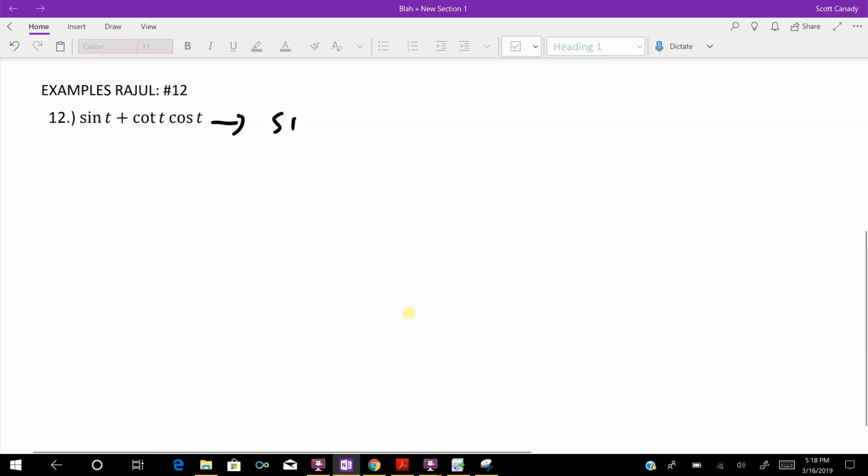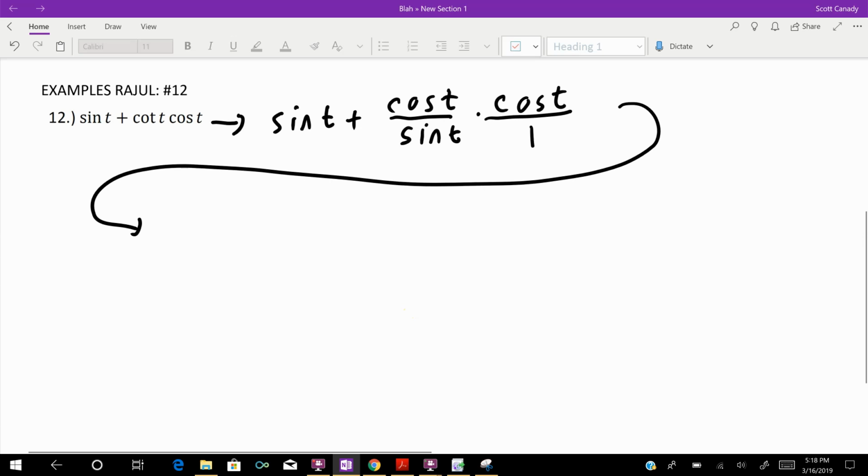So this becomes sine of t plus cotangent of t is cosine of t over sine of t. And then cosine of t is also cosine of t over 1. And we're just putting that 1 there so that we're very clear on what we're doing. Now we know that cosine of t times cosine of t is cosine squared t, so we're going to simplify that. That becomes sine of t plus cosine squared t over sine of t.